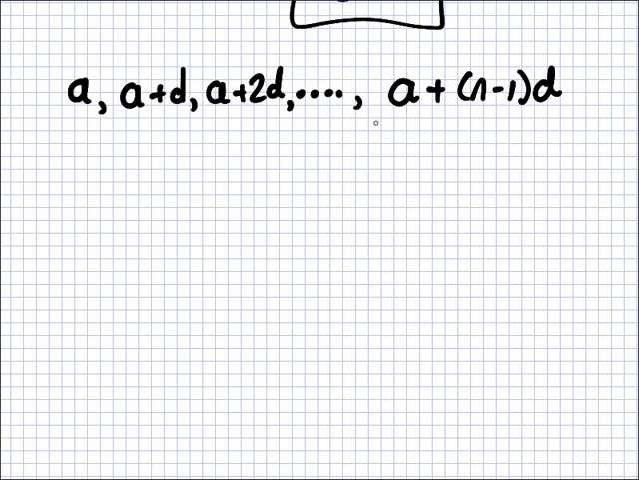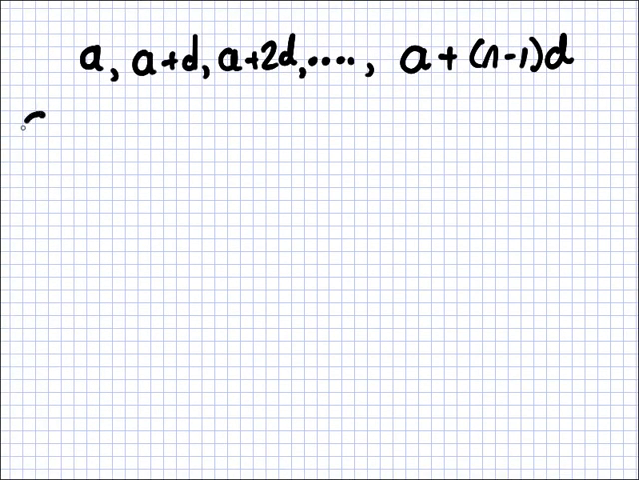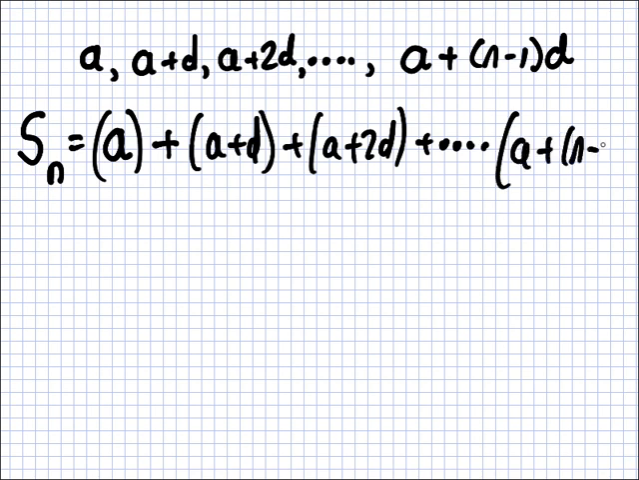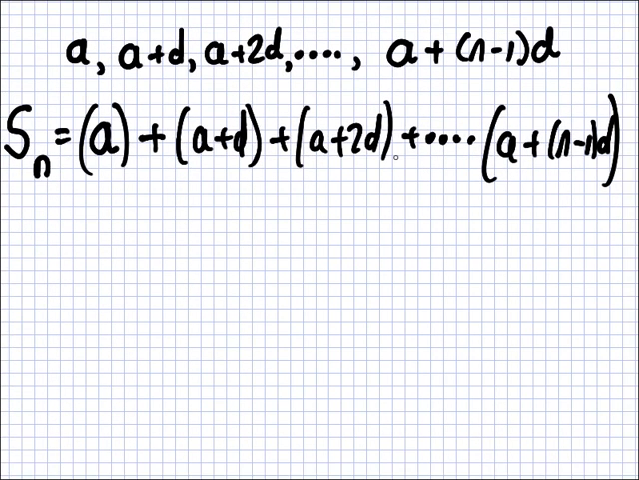What I want to figure out now is what is the sum of the first n terms. So that would be the first term plus the second term plus the third term, all the way until I get to the nth term. Like that. Okay? We're trying to find a formula that can do this for us.